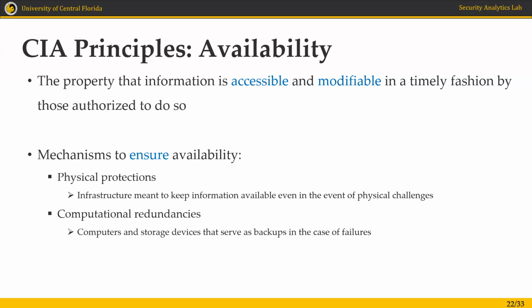Availability is to make sure that the information we have is accessible and modifiable in a timely fashion by those who have authorization to do so. Mechanisms to ensure availability are physical protections and computational redundancy, so computer and storage devices that serve as backups in case of failures.